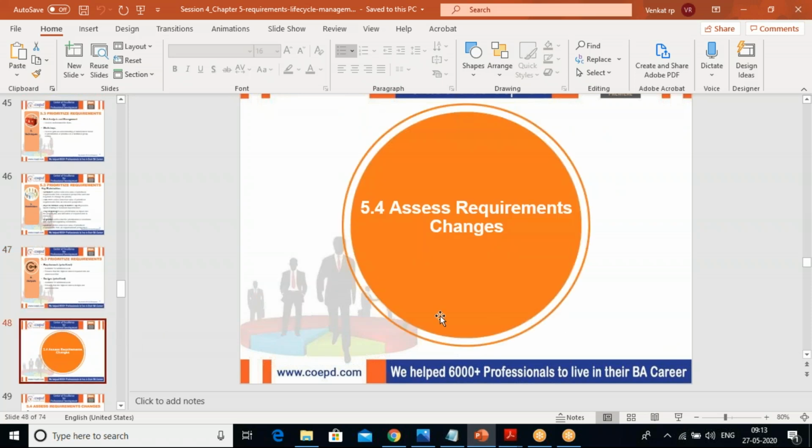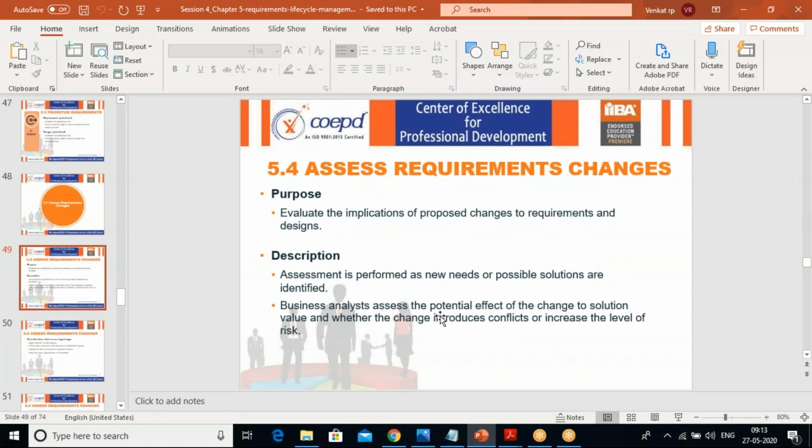Next is handling change requests: assess requirements changes. This is all about handling change requests. Now the purpose: as the project starts, we will definitely start getting change requests, so there should be a mechanism to handle these change requests. What is the implication of these proposed changes on the requirements and design? We have to evaluate that. So we are going to assess the changes that happen in the requirements.